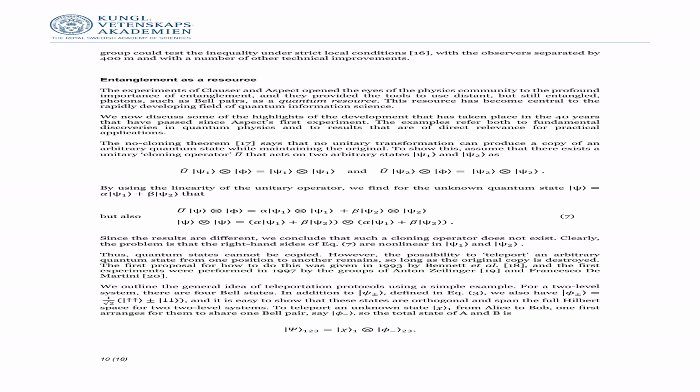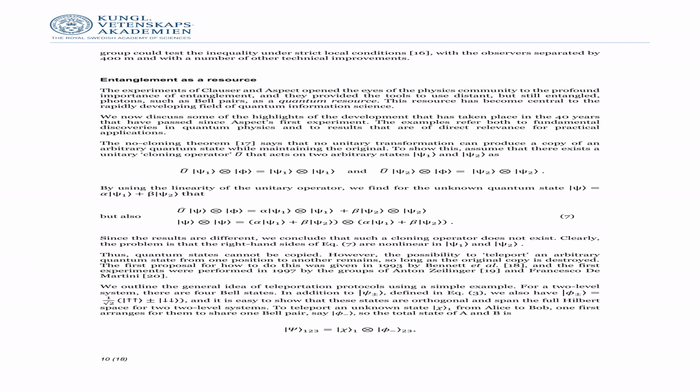Entanglement as a resource. The experiments of Clauser and Aspect opened the eyes of the physics community to the profound importance of entanglement, and they provided the tools to use distant but still entangled photons such as Bell pairs as a quantum resource. This resource has become central to the rapidly developing field of quantum information science. We now discuss some of the highlights of the development that has taken place in the 40 years that have passed since Aspect's first experiment.